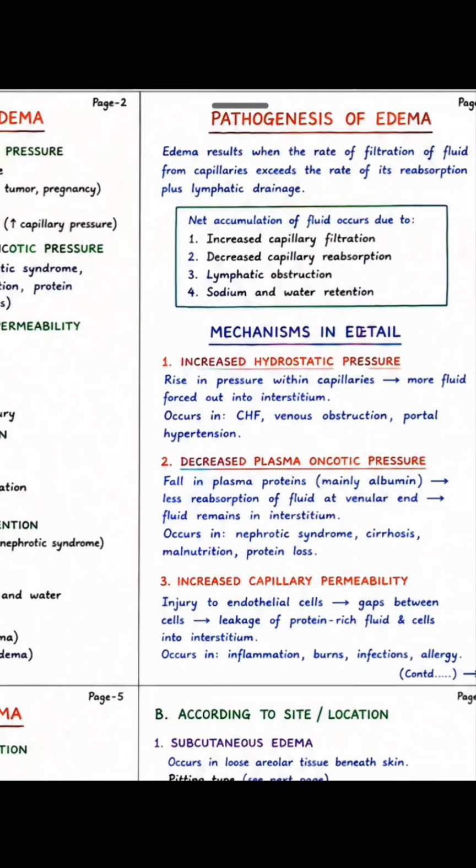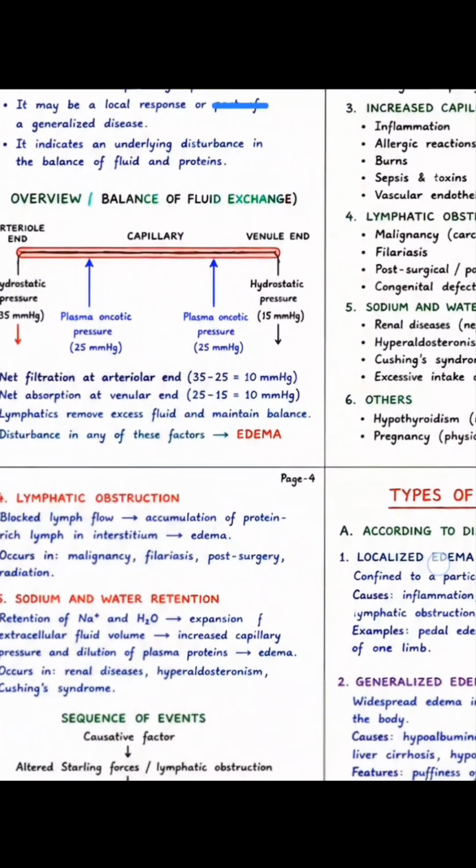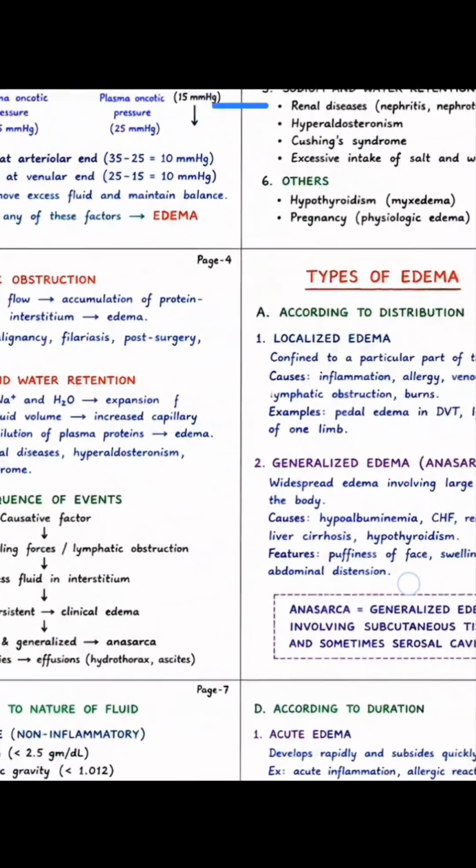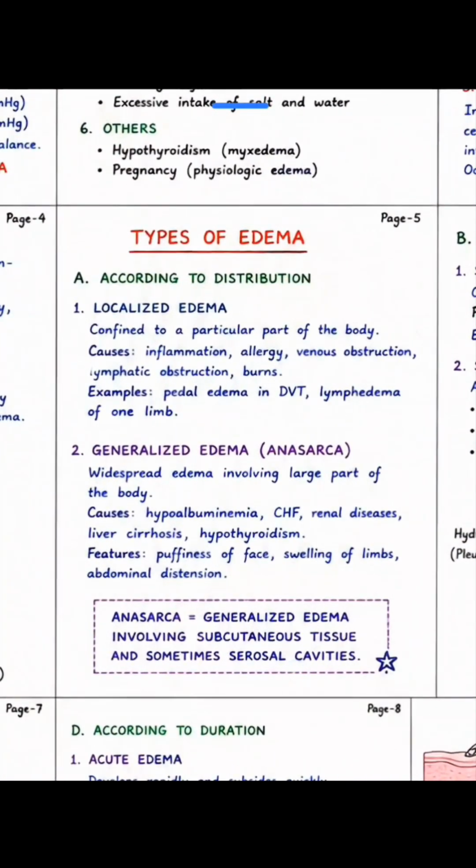Now we come to the types of edema. According to distribution, localized edema is confined to one area, for example swelling in an inflamed finger, or pedal edema in DVT. And generalized edema, that is anasarca, is widespread edema involving a large part of the body, with causes such as hypoalbuminemia.